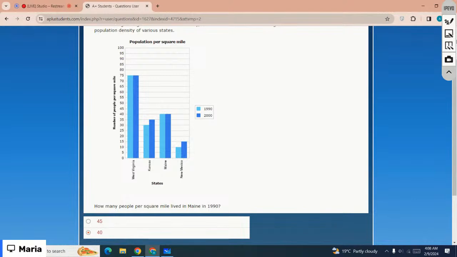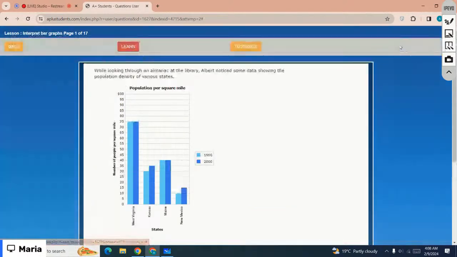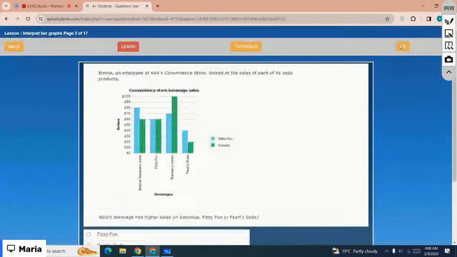Let's just start with the next one. Move on to the next one. The next one is Emma, an employee at Crick's convenience store, looked at the sales of each of its soda products. Which beverage had higher sales on Saturday, Fizzy Fun or Pearl Soda? So, which is the correct option?